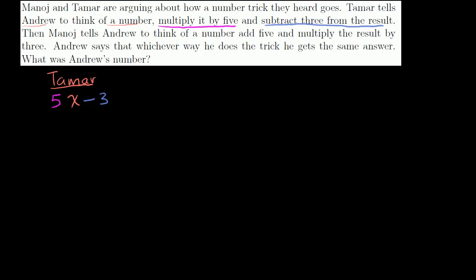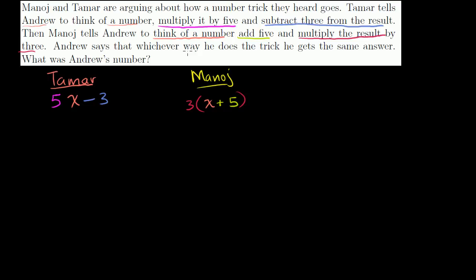Then Manoj comes along. So here's Manoj. Manoj comes along and tells Andrew once again to think of a number. We'll call that x. So they both are telling him to think of a number. Add 5. So now he's saying add 5 to the number. And then multiply the result by 3.